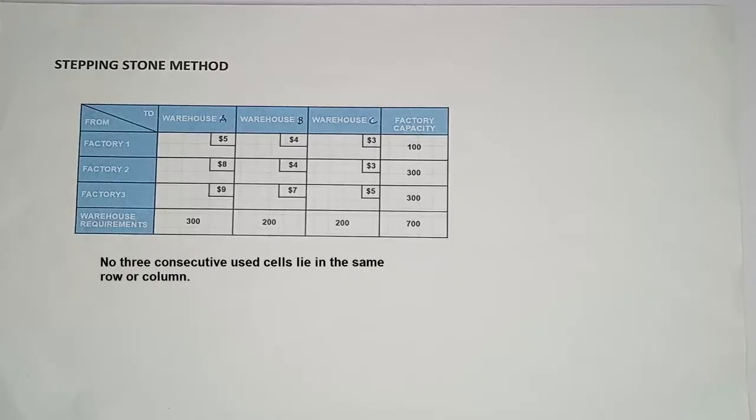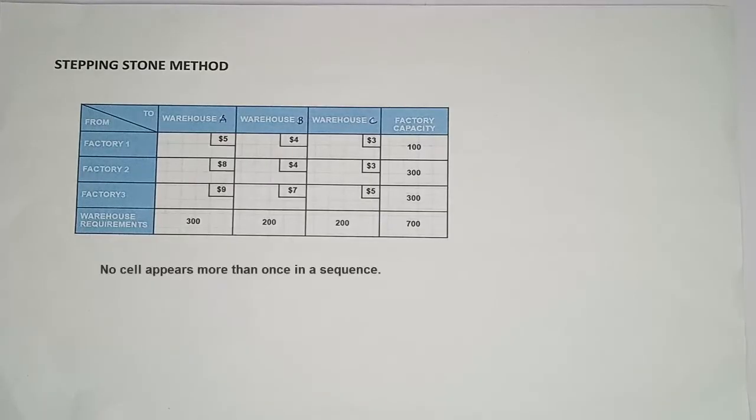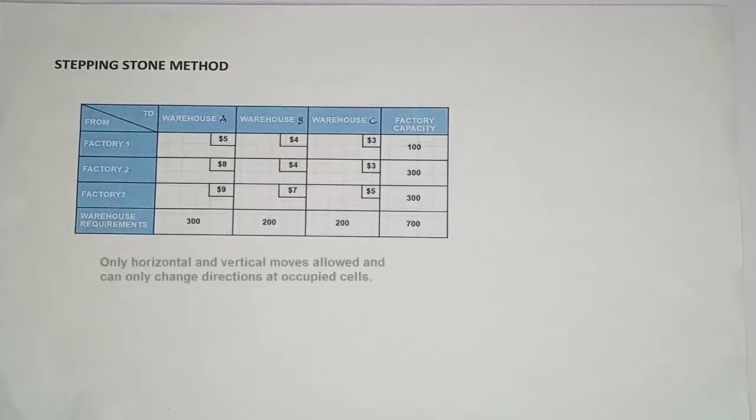Second, no three consecutive occupied cells lie in the same row or column. Third, the first and the last of the sequence lie in the same row or column. Fourth, no cell appears more than once in a sequence, or there is no duplication. And last, only horizontal and vertical moves are allowed, and you can only change direction at occupied cells.